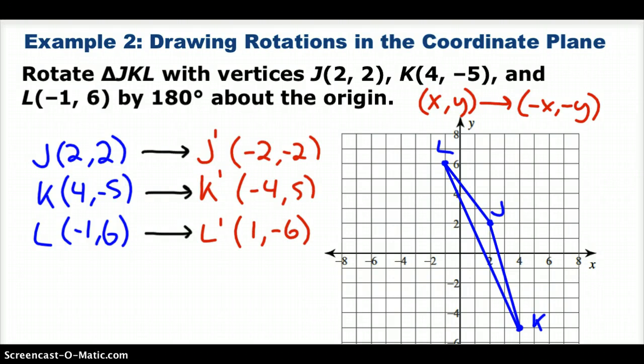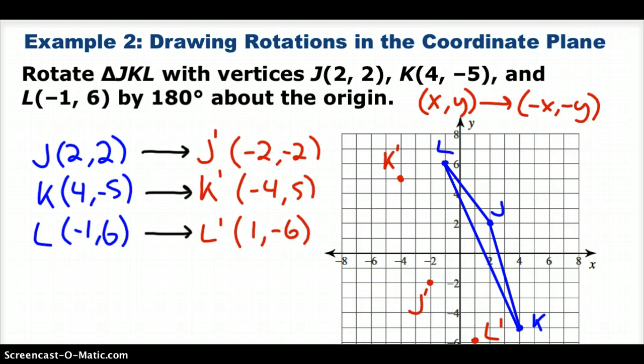I'll go ahead and plot those ordered pairs. J prime, (-2, -2), will be right here, and it looks like it is the same distance away from the origin as my pre-image. I'll label this one J prime. My next one, K prime, is (-4, 5), which will be right here, and I'll label this one K prime. Then L prime will be (1, -6), so 1 and then 6 down way at the bottom there. That is going to be L prime.